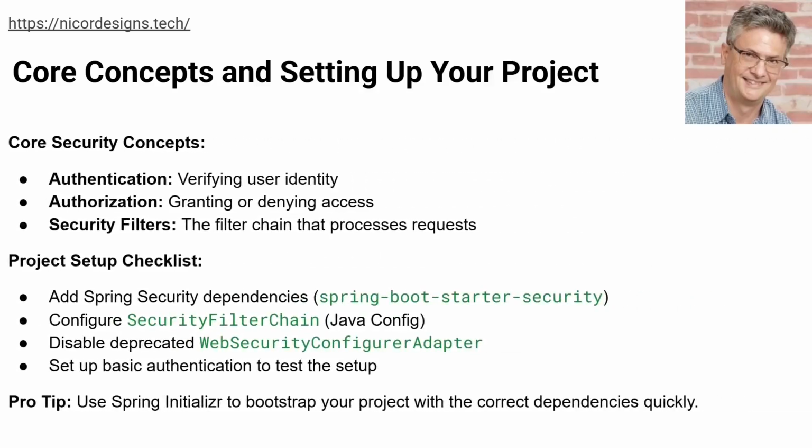Now let's go over the core security concepts and how to set up Spring Security in your project. First, we start with authentication. This is the process of verifying that the user is the actual user and not an impersonating hacker. In practical terms, it means checking a username and password or validating a token like a JWT to confirm that the request comes from a legitimate source.